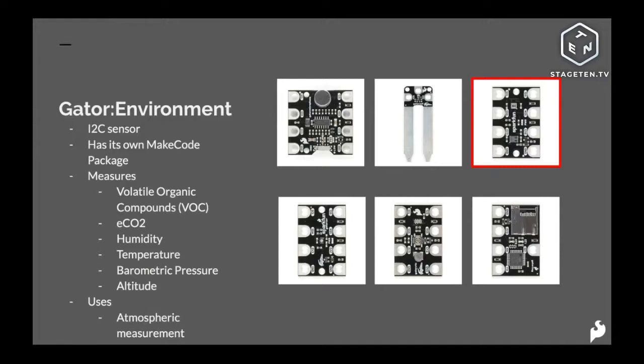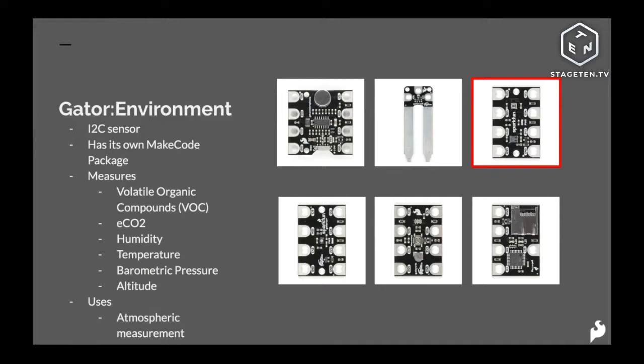And so being able to do environmental science indoors in the wintertime, when it's either cold or rainy or just nasty weather outside, we can still do that and look at indoor air quality. We also have access to humidity, temperature, barometric pressure, and altitude as well. Again, atmospheric measurement, indoor air quality, using this to track altitude of something.